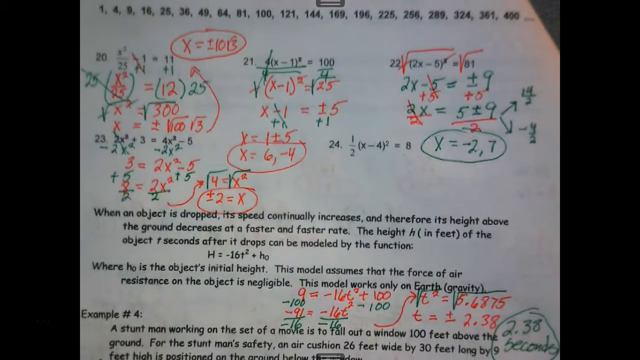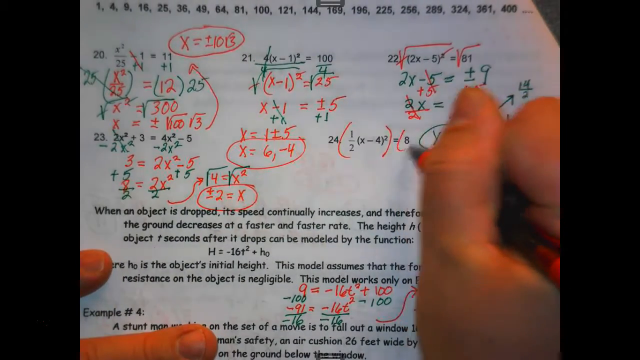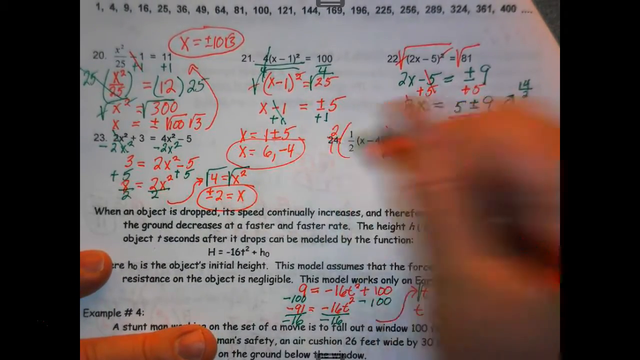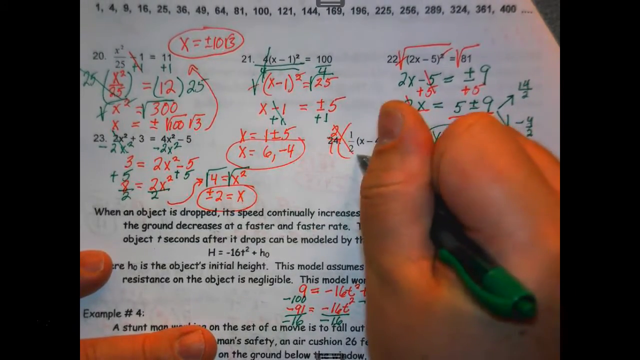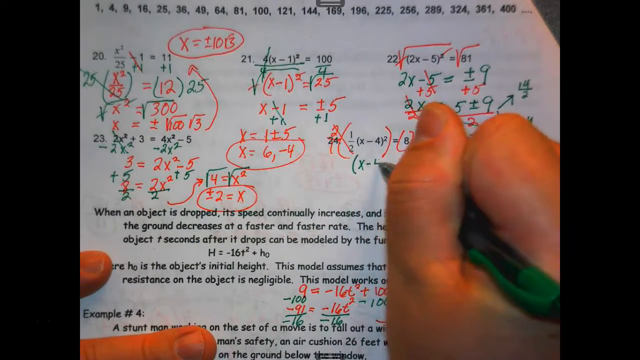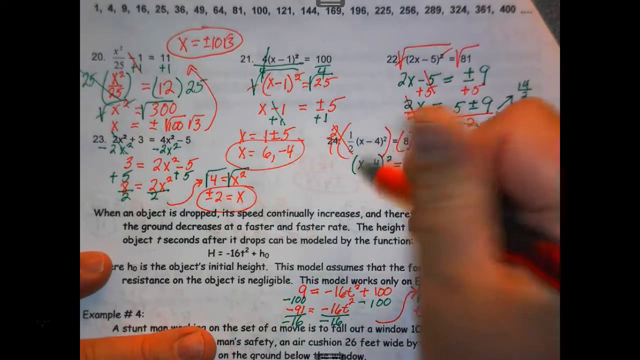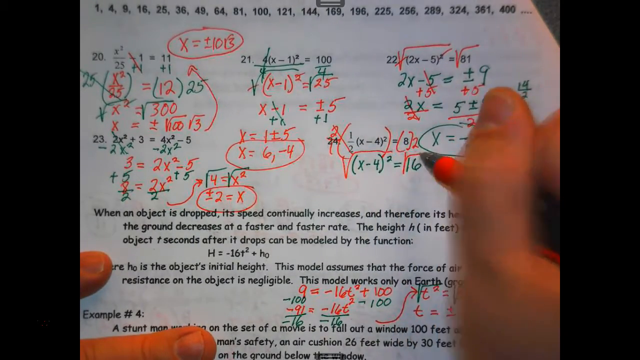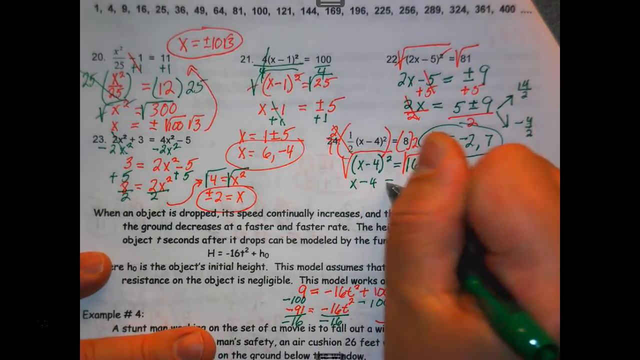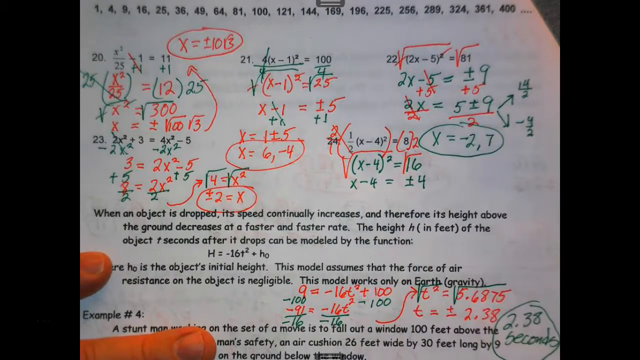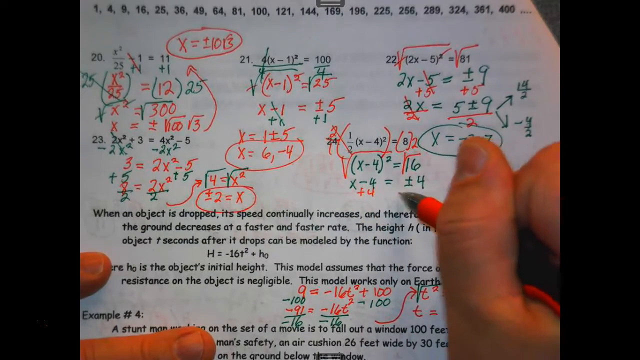And 24. I'm going to multiply both sides of the equation by 2 over 1, or 2. 2 cancels out the 1. 1 times the quantity x minus 4 is x minus 4 squared equals 16. Square root both sides. Get x minus 4 equals plus or minus 4. Can I add 4 to both sides? Yes, sir.